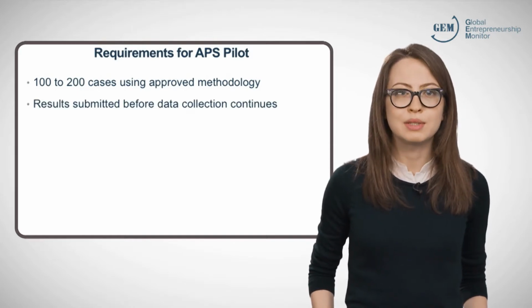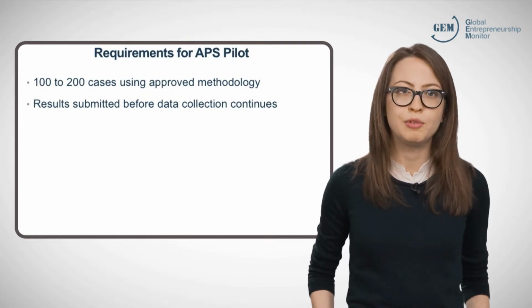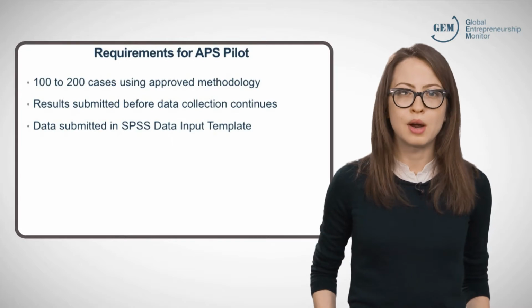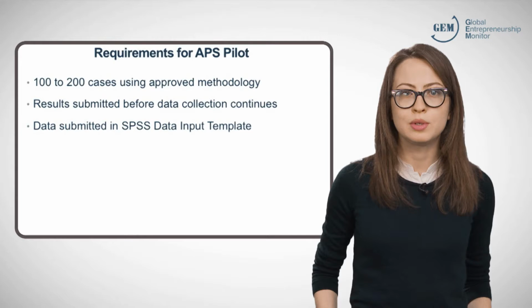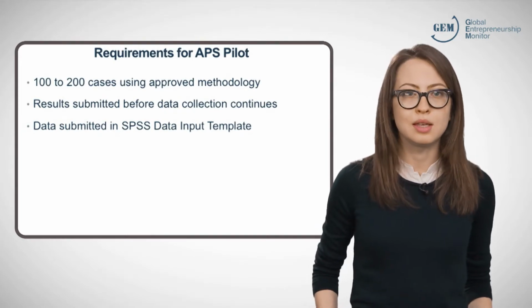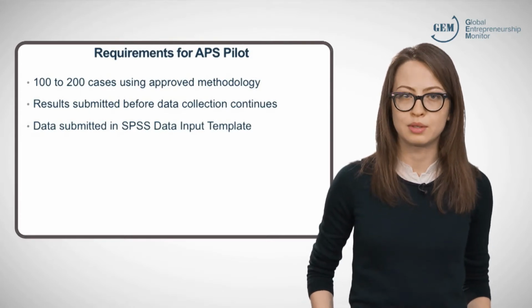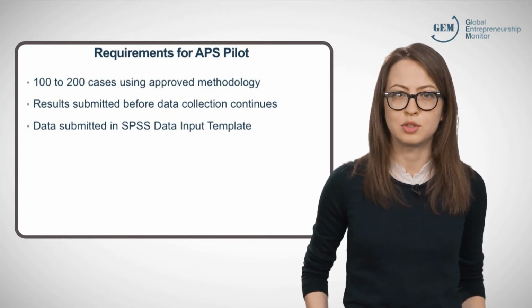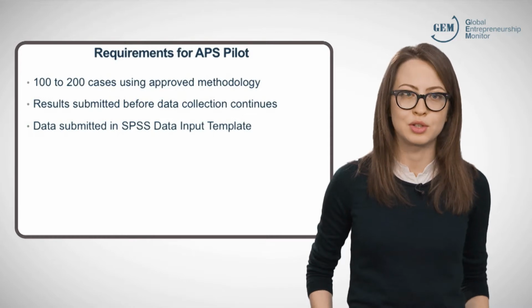The national team must then submit the results to the GEM data team and wait for feedback before continuing data collection. At this point, we require that the data be submitted to us in the exact same format that will be used to submit the final APS results. This means you must use the designated SPSS data input template and follow all the formatting requirements. The only exception is that it is not necessary to translate the responses to the open-ended questions or to provide weight values at this initial stage.